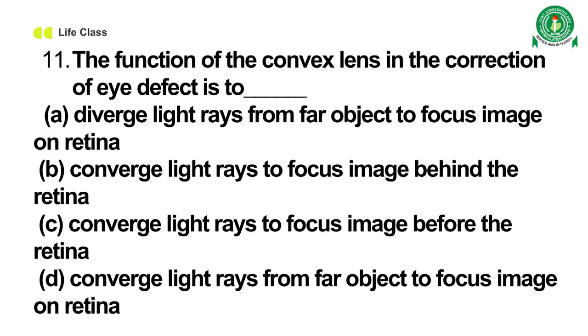The function of the convex lens in the correction of eye defects is to dash. A. diverge light rays from far object to focus image on retina, B. converge light rays to focus image behind the retina. C. Converge light rays to focus image before the retina. D. Converge light rays from far objects to focus image on the retina. So the correct answer here is D.